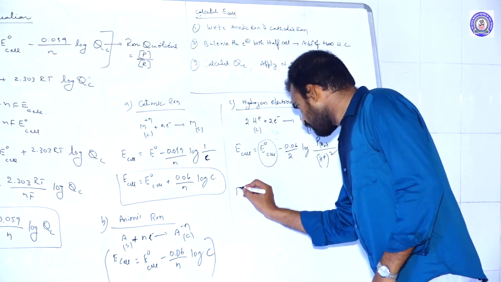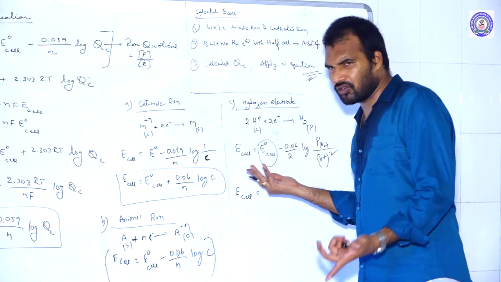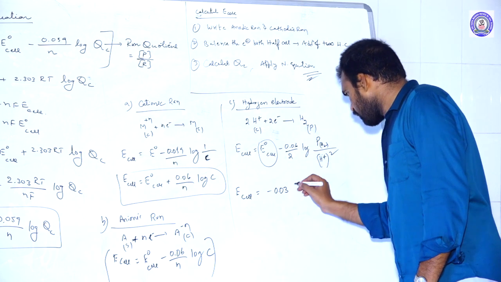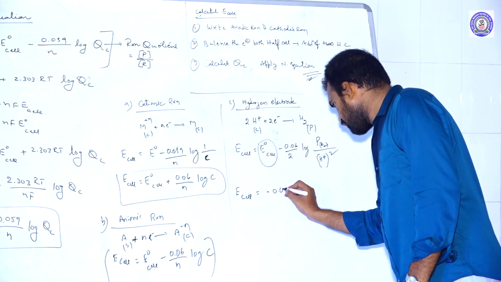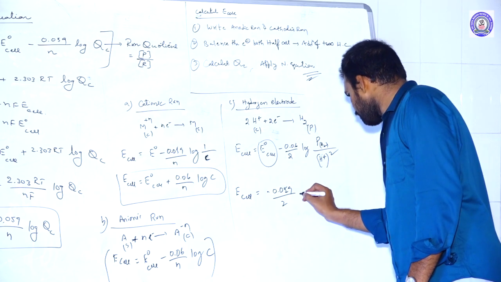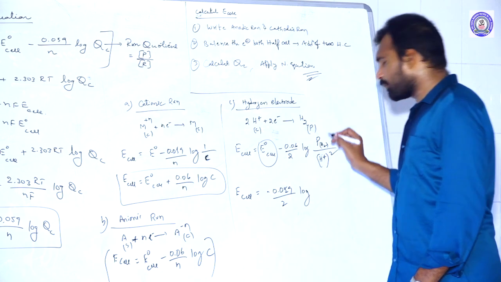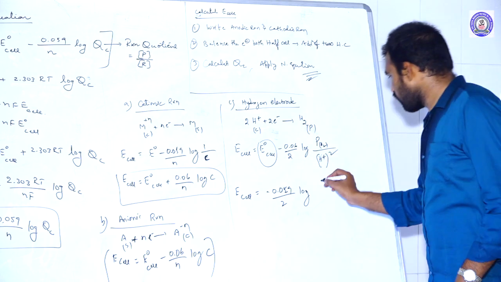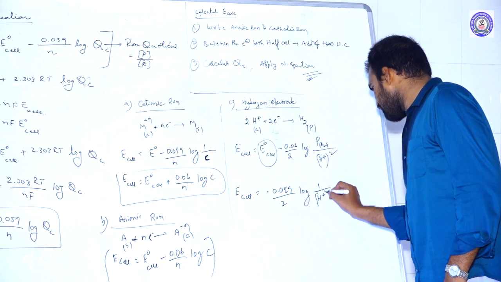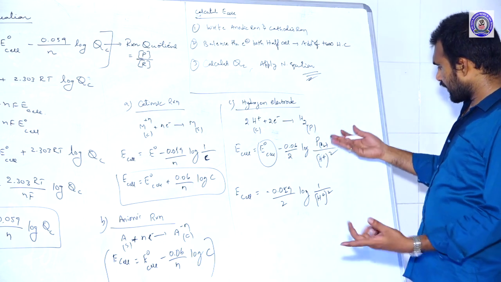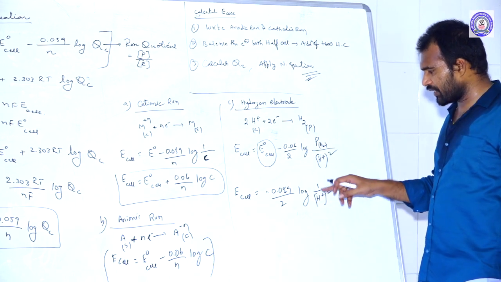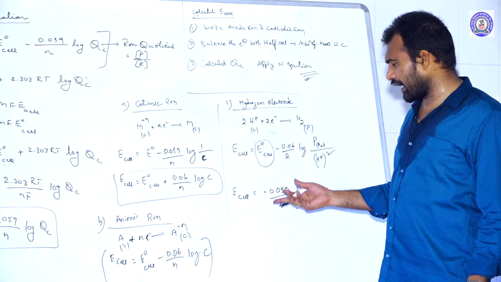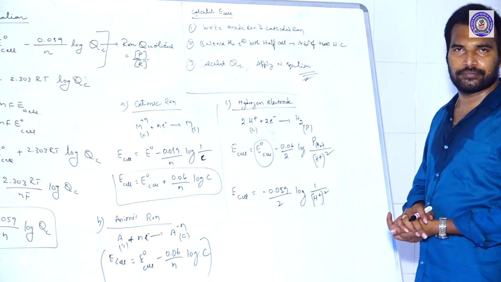Just substitute that. Then E cell is equal to 0, no need to represent it, minus 0.03, or else you keep it as it is, 0.059 by 2 log. What is the pressure of hydrogen? In the hydrogen electrode, I told you the pressure of hydrogen is 1 atmosphere. So 1 by H plus concentration squared. You can write this as H plus concentration to the power minus 2 if you bring it to the numerator. You bring minus 2 to the numerator, the minus signs cancel, and it will be positive.